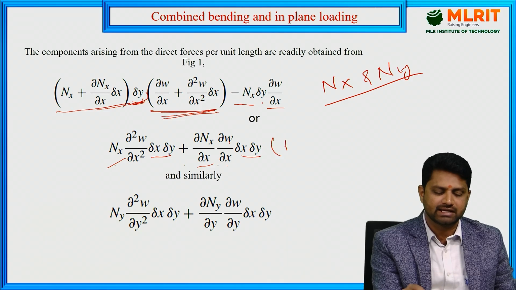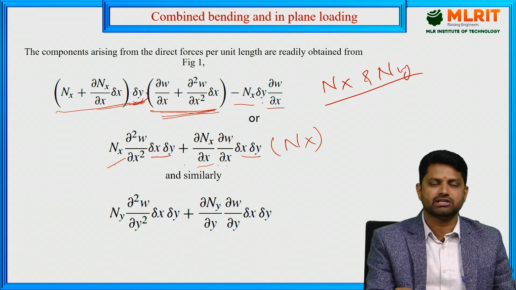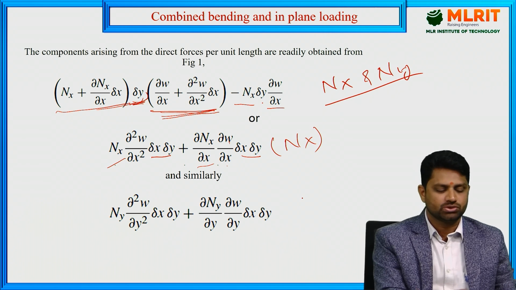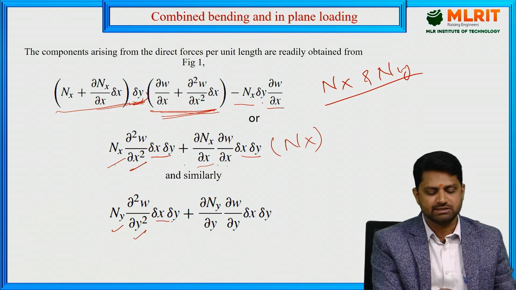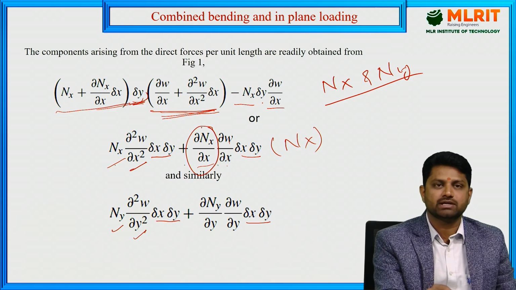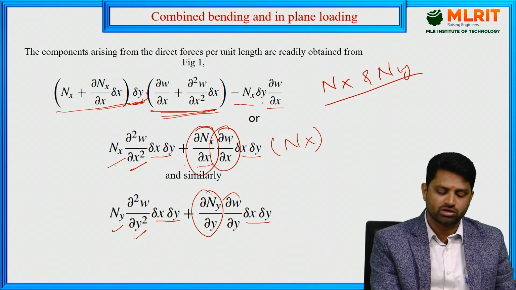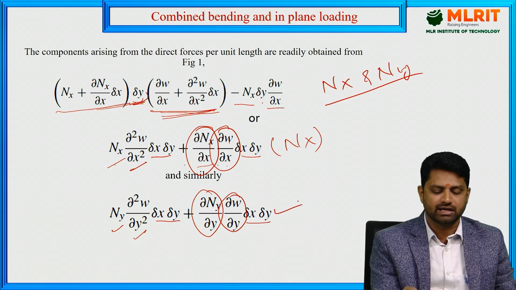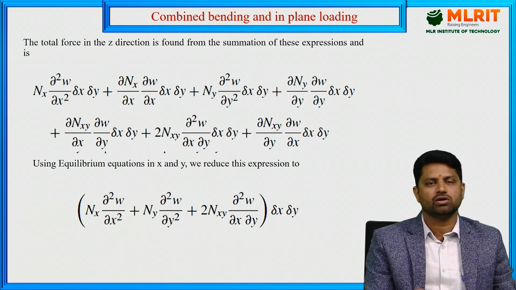So this is the nx contribution. Similarly, you can write the ny contribution also by interchanging the x and y terms. So you write ny into ∂²w by ∂y² in place of ∂²w by ∂x², with delta x delta y common here also. In place of ∂nx by ∂x you write ∂ny by ∂y, and in place of ∂w by ∂x you write ∂w by ∂y, and you get the ny contribution as well. Okay, so now we are going to add all the contributions.